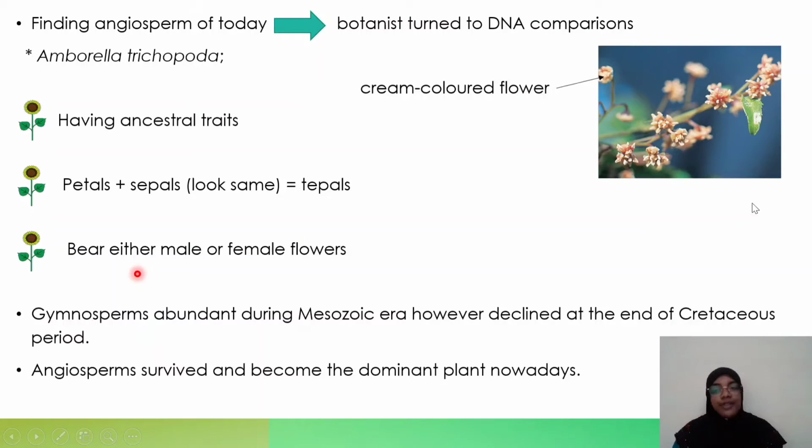At the end of the Cretaceous period, dinosaurs declined. Due to that, nowadays angiosperms have become the most successful group of plants, and the most abundant species are actually angiosperms, more than gymnosperms.